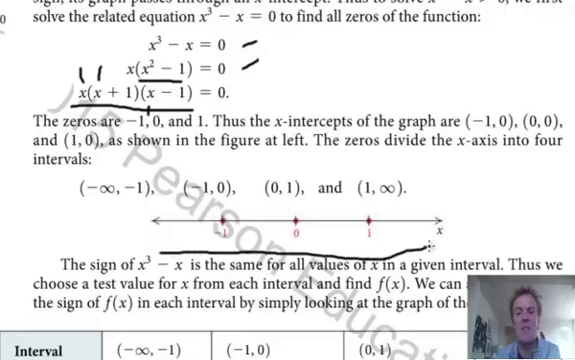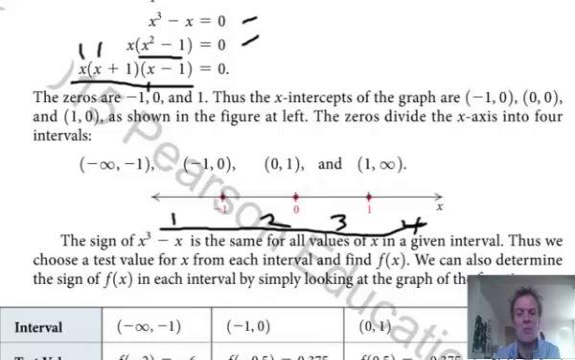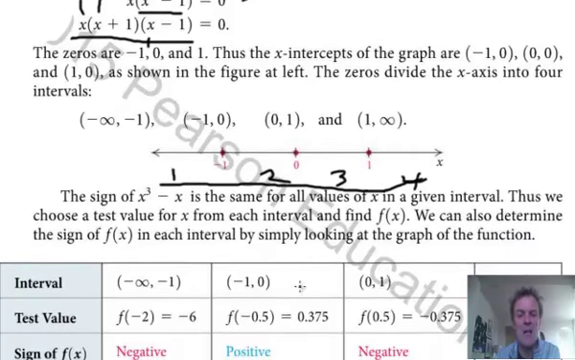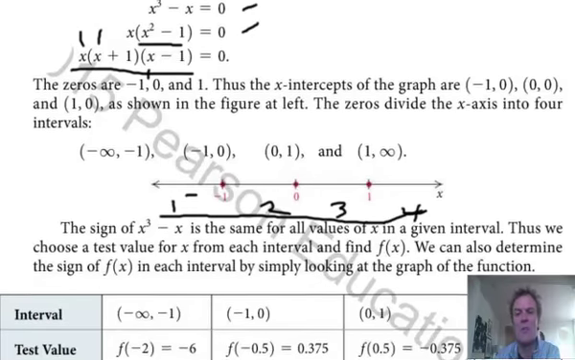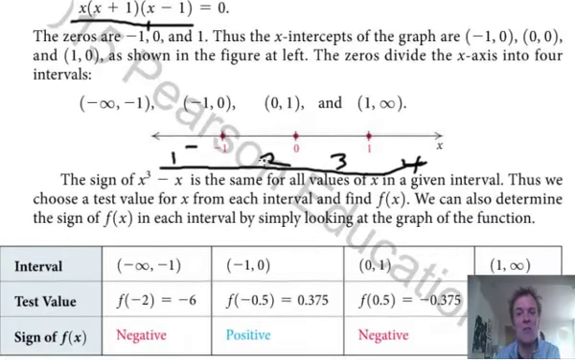So this time I've got 1, 2, 3, 4 parts to check. Something less than negative 1. Actually, let's see what they've done below. Let's cheat. If we use negative 2, apparently the answer comes out to be negative 6. So this is negative. We're looking for something that's greater than 0, so that area is going to be no good.